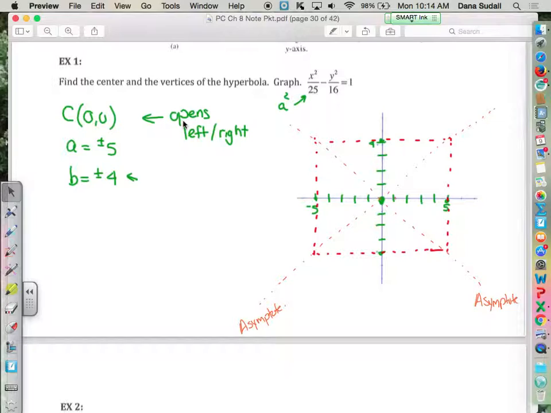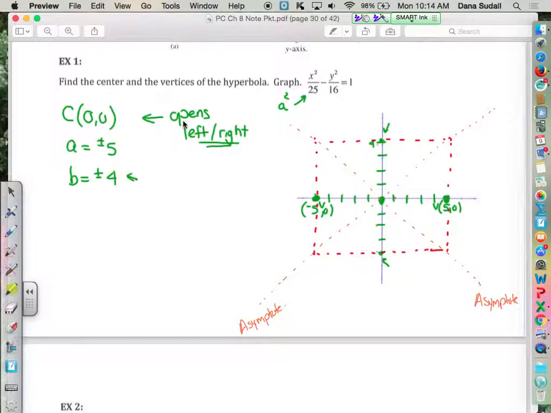And then the vertices, since this is going to open left and right, that's a vertex, and that's a vertex. And it's at (5, 0) and (-5, 0). The top and the bottom points, these 2 points here, these are nothing. They only give you the dimensions for the box there to come up with the asymptotes.